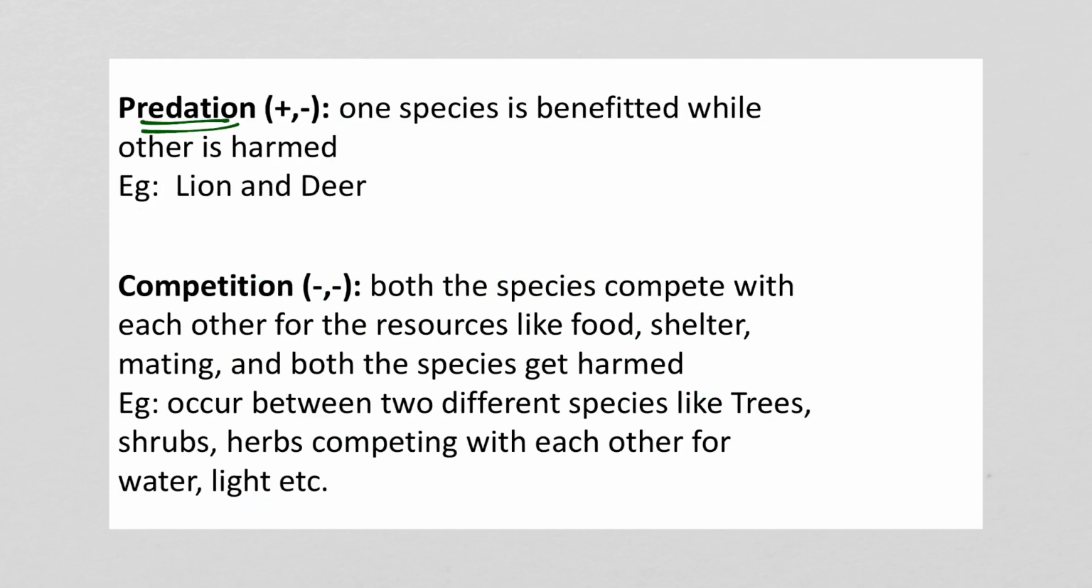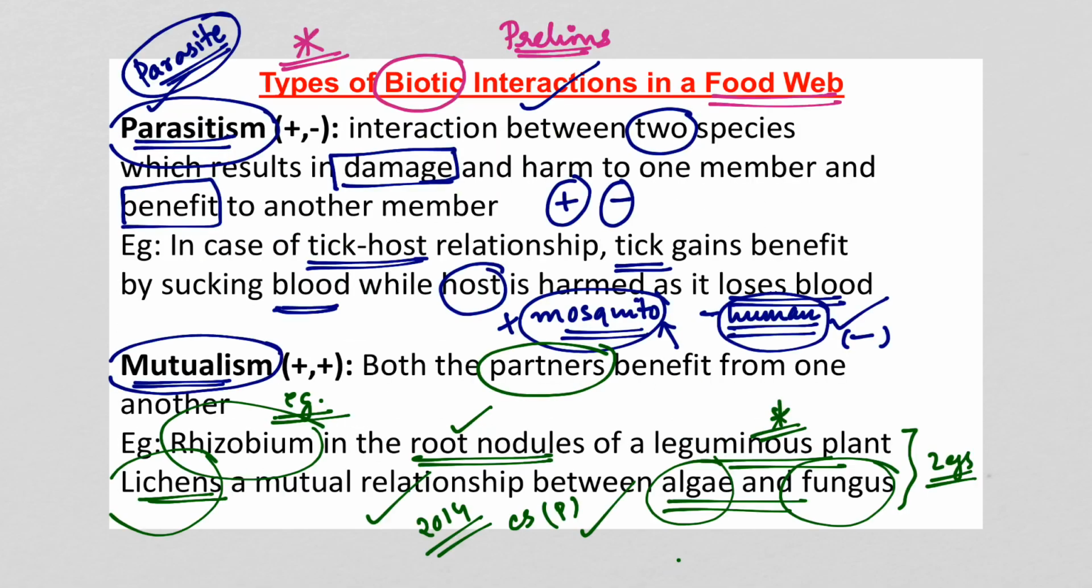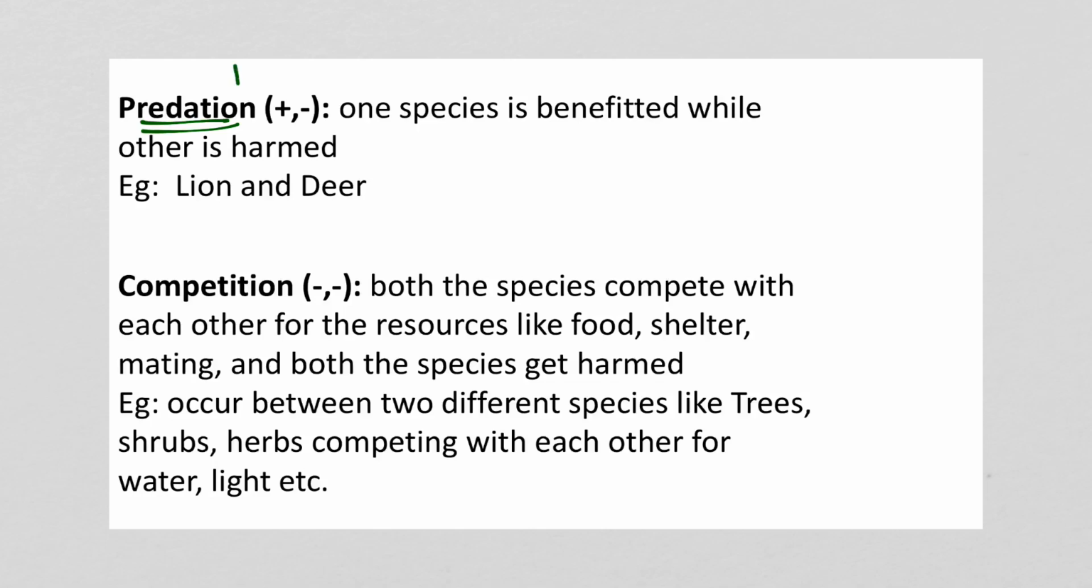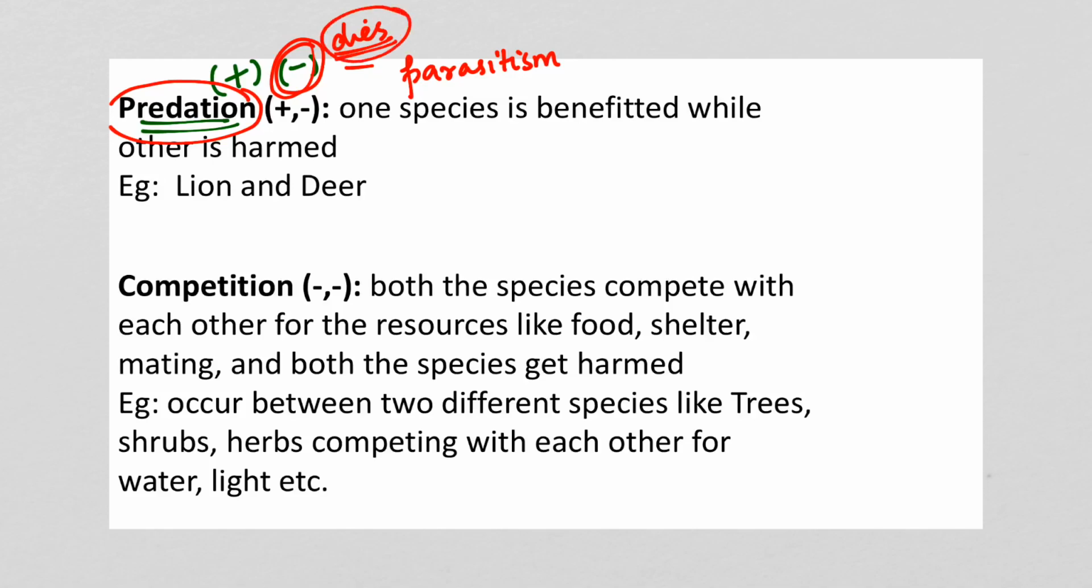Next we have predation. So here, like what we have discussed in case of parasitism, in predation also one species is positively affected, whereas one species is negatively affected. Now how it is different from parasitism is that in predation the organism that is negatively affected dies. So that is the difference, okay, predation and parasitism. Here one species benefited while the other is harmed. The relation between a lion and a deer. So the lion eats the deer, that means the deer will die.